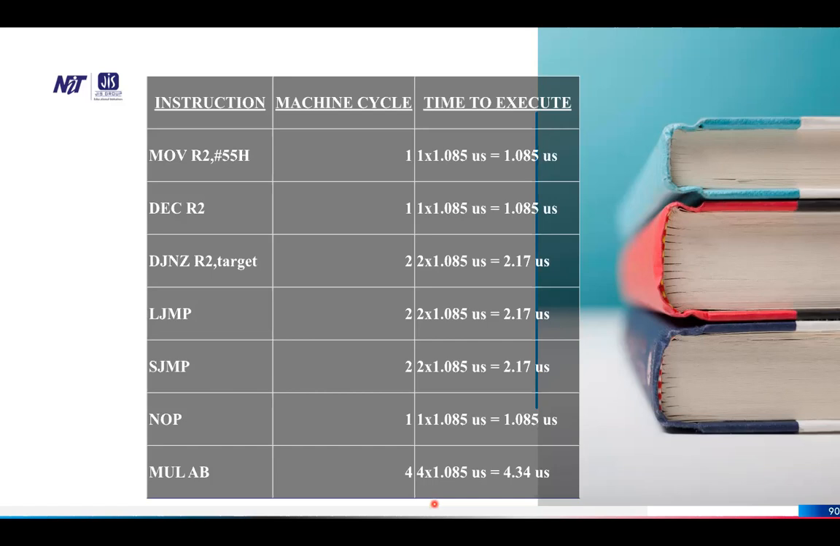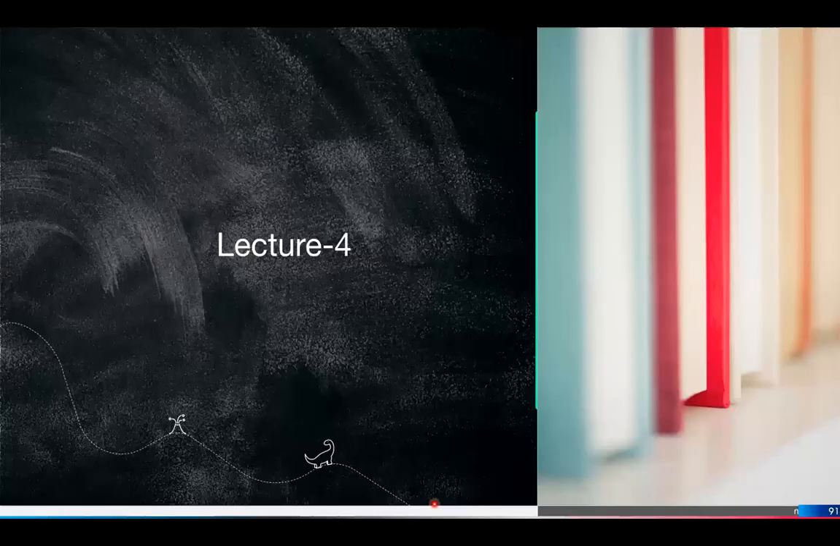DEC R2 is machine cycle 1, therefore it is also the same. DJNZ R2, target takes 2 machine cycles, therefore it is 2 times 1.085 microsecond, that is 2.17 microsecond. LJMP takes 2, SJMP takes 2, NOP takes 1, and MUL AB takes 4 machine cycles, so the time taken is 4 times 1.085 microsecond, that is 4.34 microsecond.